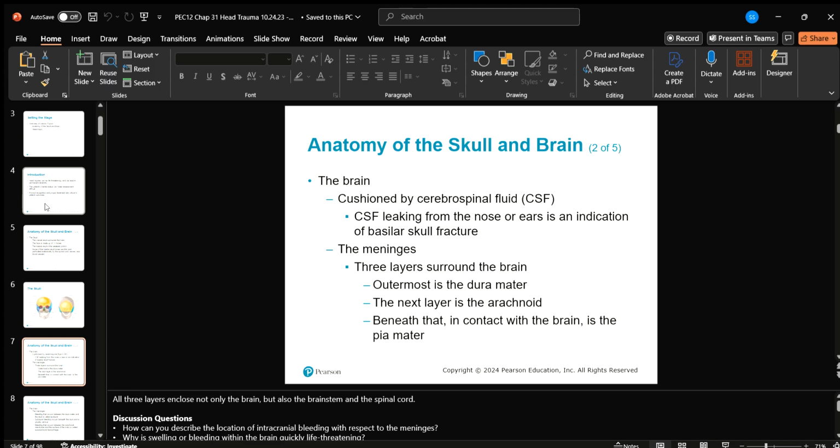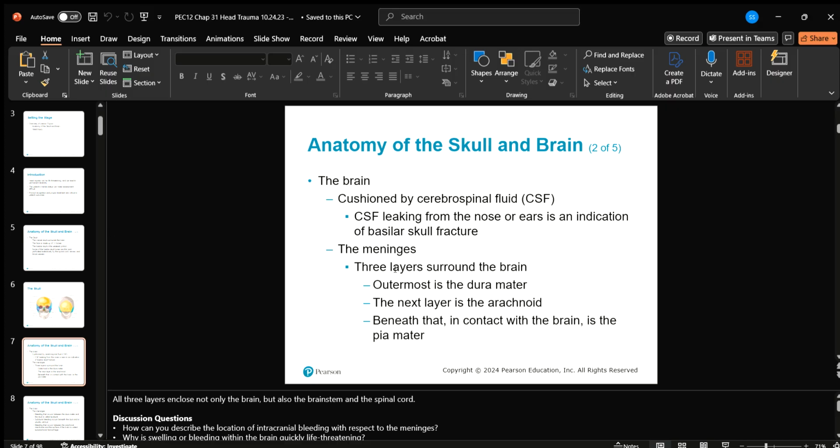All right, so then we have the meninges. Still talking about the brain, these are layers that surround the brain. When we talk about meningitis, you guys ever heard of that term before? Here we're talking about trauma, but meningitis is an inflammation or infection of the meninges. These are the layers that surround the brain.